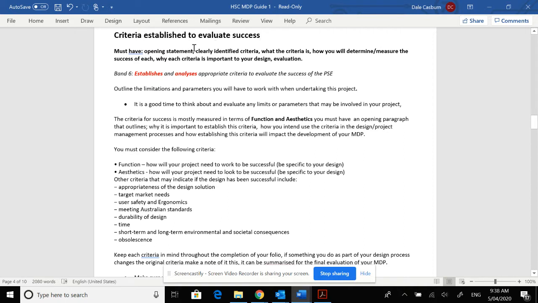So, what you need: clearly identify criteria. So, what that criteria is, how it will be determined, how you're going to measure it. This is something that a lot of students miss out on: for each criteria, why each criteria is important to your design. And at the end, remembering that third section, we have an evaluation on everything. So let's have a look.